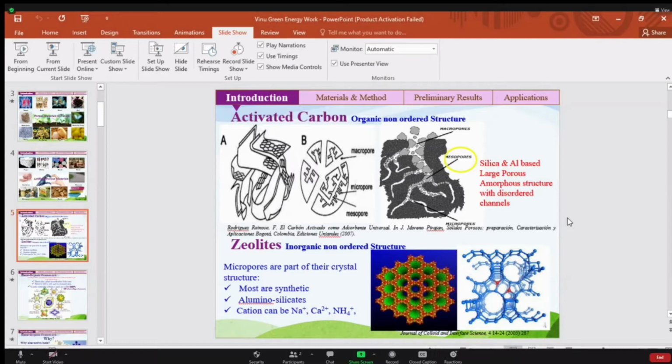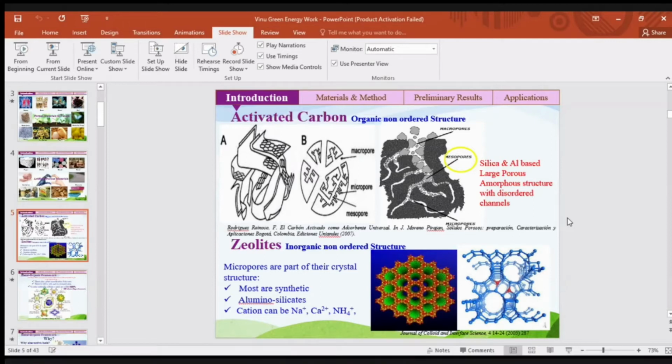When we say activated carbon, it is an organic non-ordered structure. There are different kinds of pores in this material: macroporous, microporous, and also mesoporous. When you take the silica materials, the silica and aluminum based large porous amorphous structure with disordered channels. So this is the difference between activated carbon and silica materials.